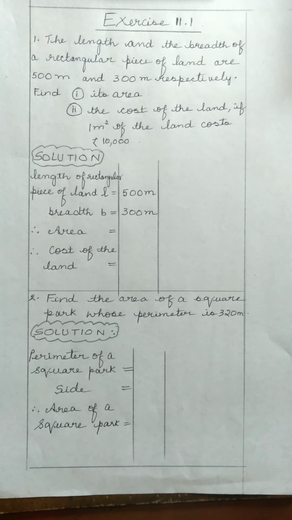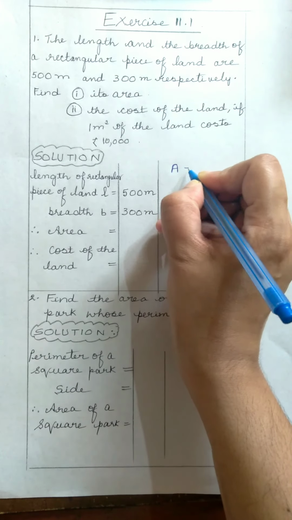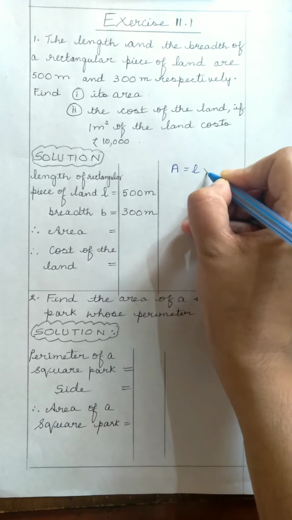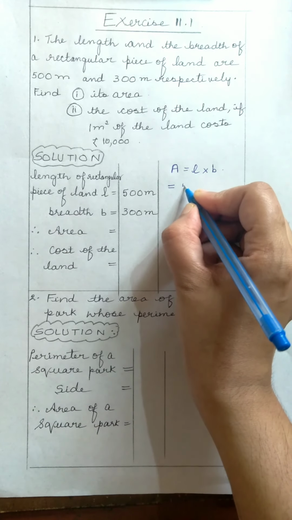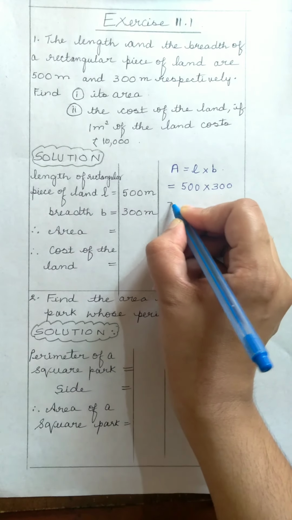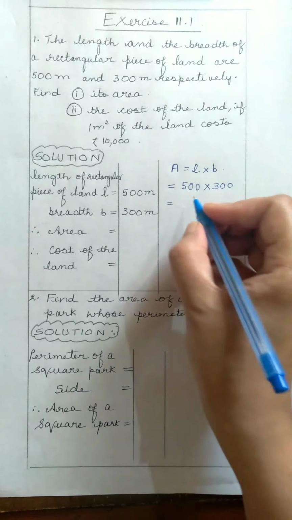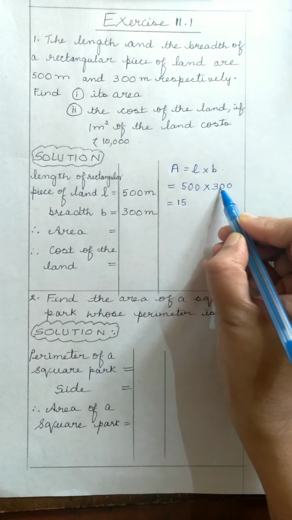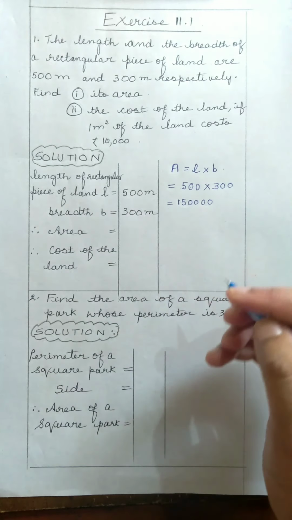So we know that area of a rectangle is given by the formula A equal to L into B, where L is the length and B is the breadth. Now substitute the values. We have 500 into 300. On further simplification, first multiply 5 into 3. 5 3s are 15. Afterwards, count the number of zeros, children. 1, 2, 3, 4. Write here those number of zeros.